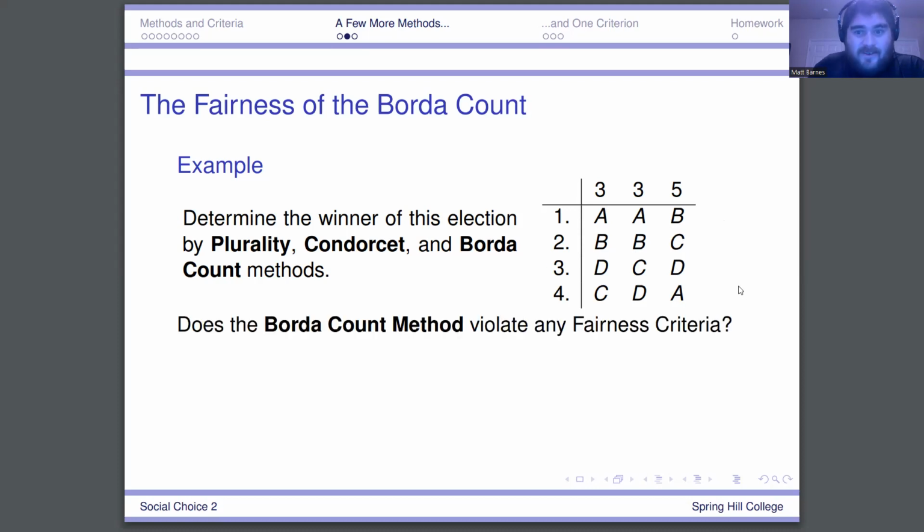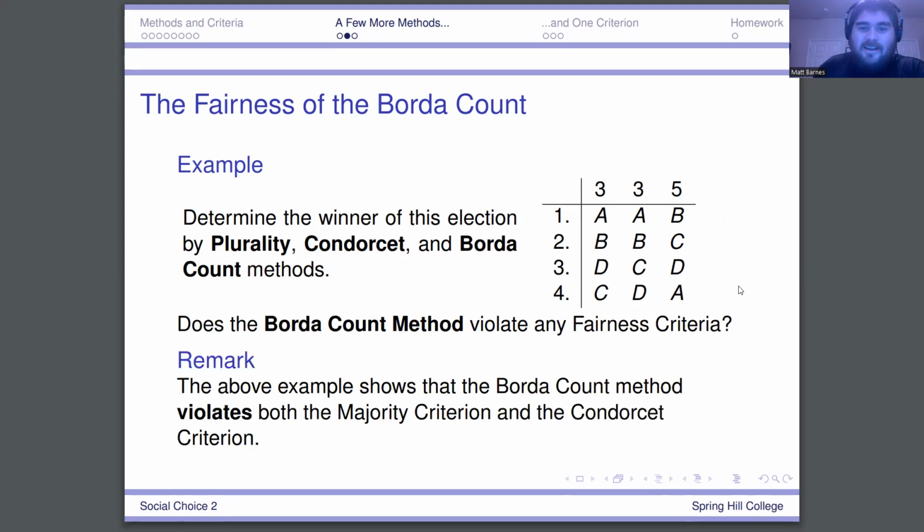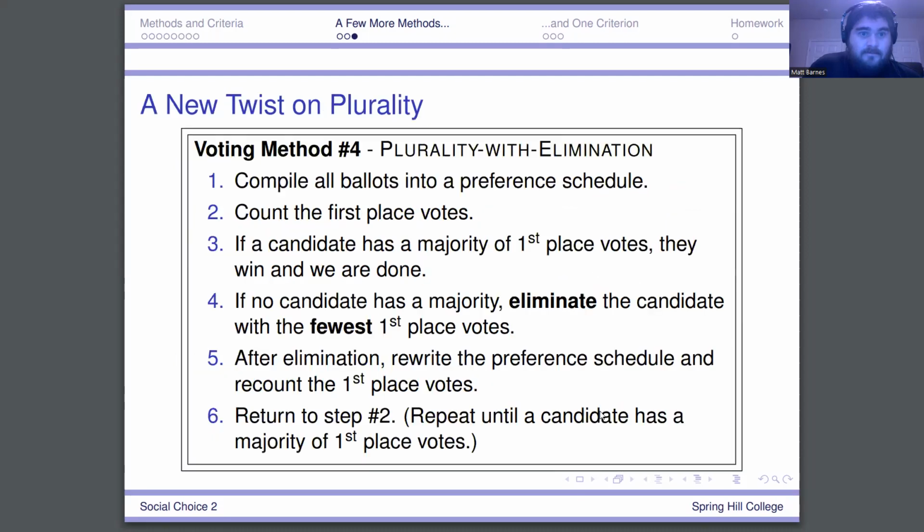But what does that mean for fairness criterion, right? What does the Borda count method violate? Well, both majority criterion, because plurality didn't work, and Condorcet, because Condorcet didn't work. So it definitely violates those 2. Right. So let's see if we can come up with something else, right? We're already 3 voting methods deep in this. We haven't found anything that satisfies all of our voting criterion yet.